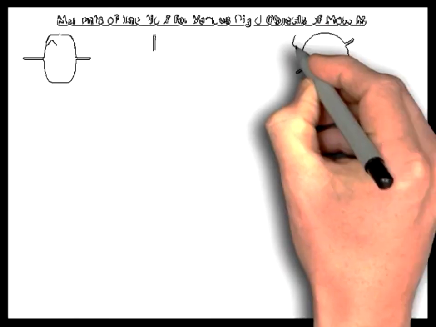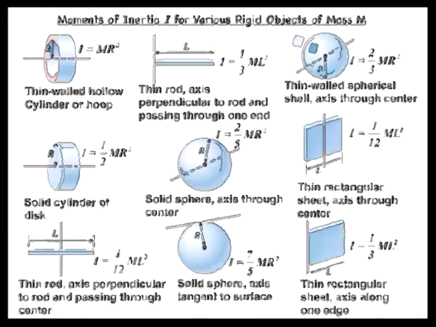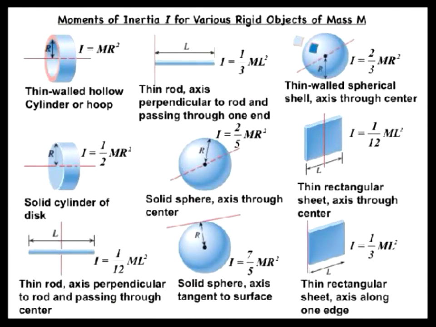This table shows the moments of inertia for various rigid objects of mass m. Notice that the moment of inertia depends not only on the mass of the object, but also its distance from the axis of rotation. The further a particle is away from the axis of rotation, the greater its contribution to the moment of inertia. This is also true for a rigid object. If more of the mass of the rigid object is located farther from the axis of rotation, the larger the moment of inertia. Therefore, although a rigid object possesses a unique total mass, it does not have a unique moment of inertia.